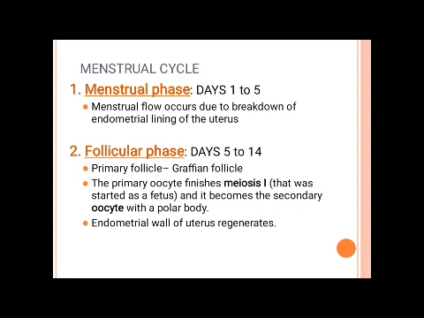And next one, the follicular phase, days 5 to 14, in which the formation of follicles happens. The primary follicle, which we also know as the Graafian follicle, is the ultimate, important one. The primary oocyte finishes meiosis 1, which was started in the fetus, and becomes a secondary oocyte with a polar body. The endometrial wall of the uterus degenerates, as I told.